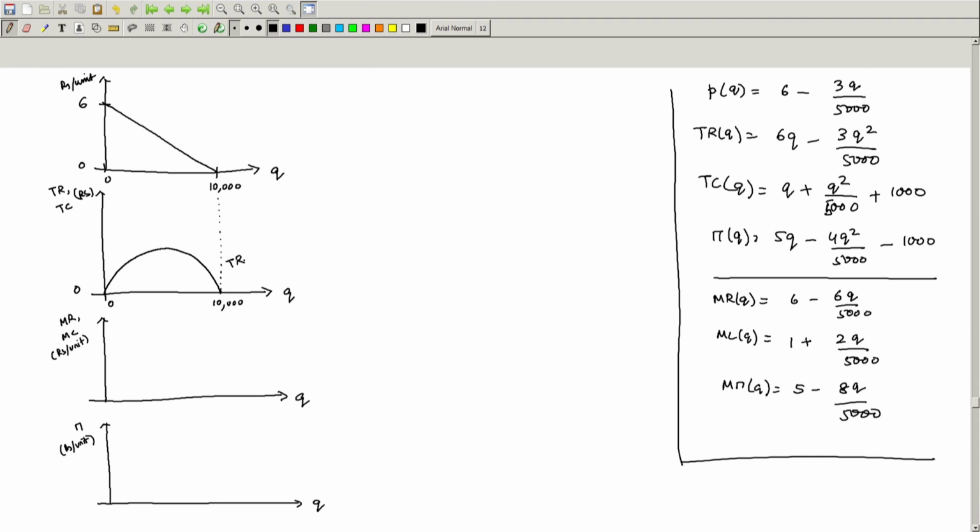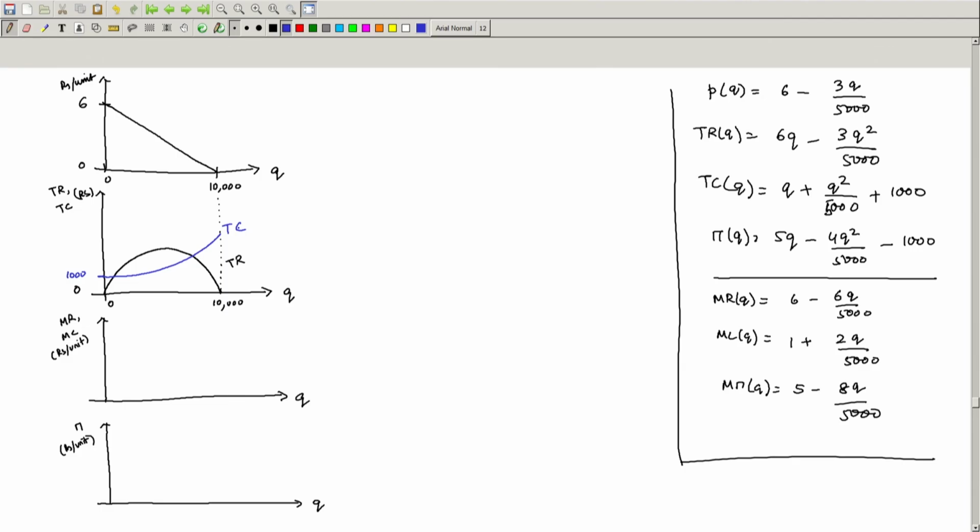And for total cost, let me use a different color. Total cost is Q plus Q square by 5,000 plus 1000. This is also non-linear, and I know that total cost is going to start at 1000 when Q equals 0. So, total cost is going to be somewhat like this, right. As you keep producing more and more units of output, your cost is going to increase, and it will follow this particular trend. Again, take different values of Q and you will get the trend.